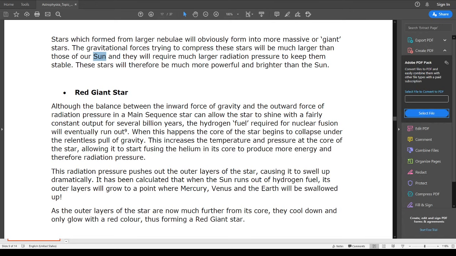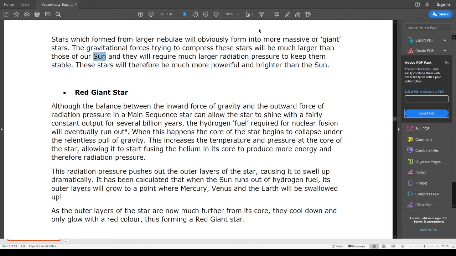because they have a higher gravitational force, so they must have a higher radiation pressure, and to produce that radiation pressure to balance the gravitational force, they are carrying out more and more nuclear fusion reactions, and therefore they are releasing more and more energy. So these stars are more powerful and brighter than the sun.